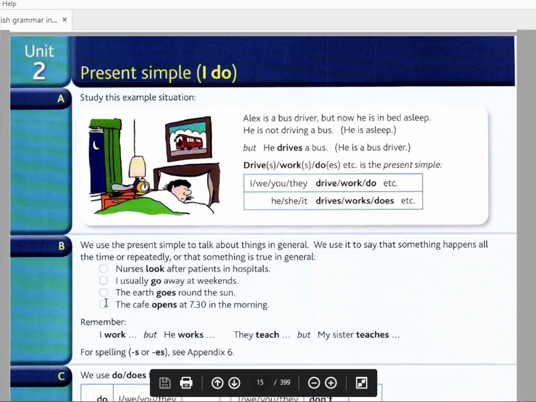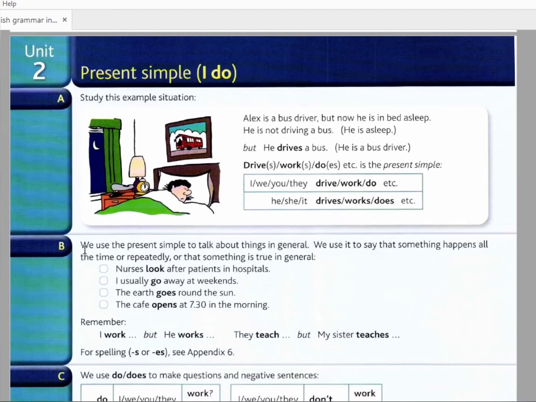So, as it is described in the book, first we use present simple to talk about things in general. We use it to say that something happens all the time or repeatedly, or that something is true in general. So, we use the present simple to talk about these things that we do in our daily life.